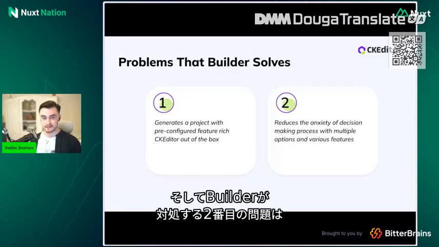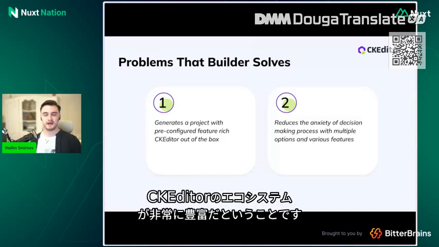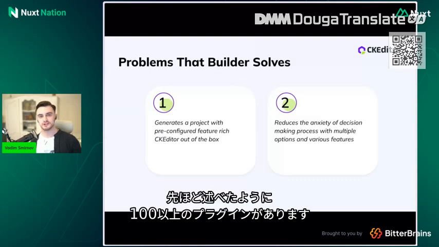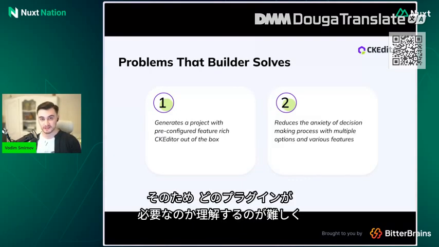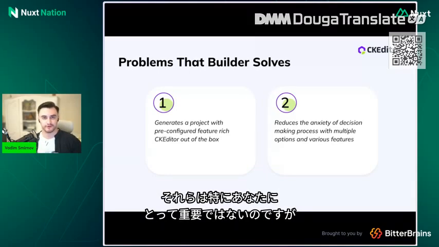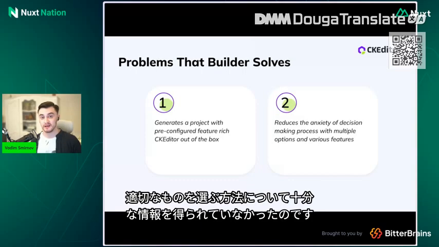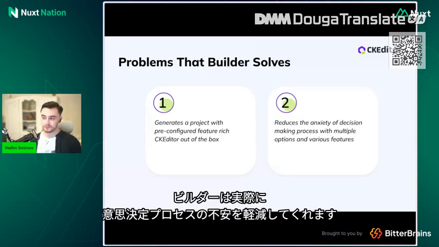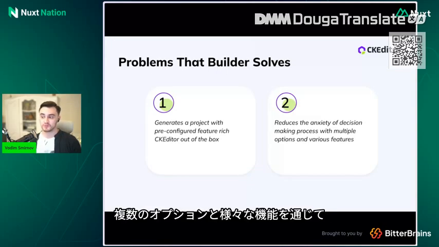The second issue the Builder addresses: the CKEditor ecosystem is really rich. As I mentioned before, there are over 100 plugins, so it might be confusing to understand which plugins are necessary for you, so you don't add a lot of redundant or unnecessary plugins that are not important for you specifically, because you were not well informed how to pick the right ones. So Builder actually reduces the anxiety of the decision-making process with multiple options and various features.